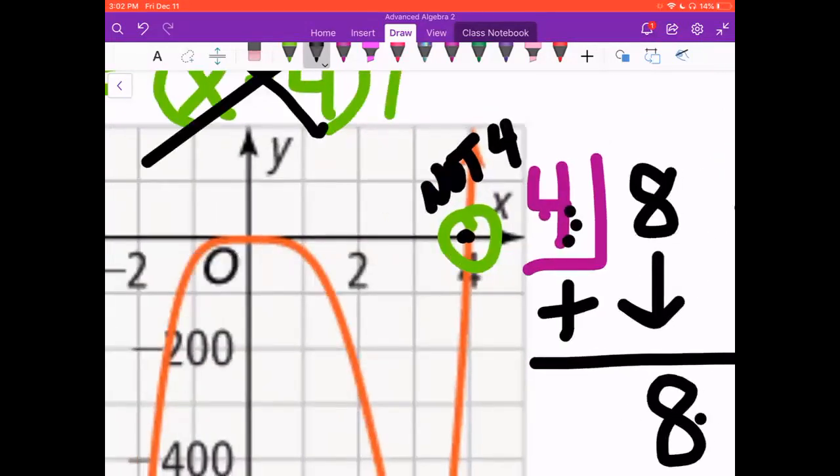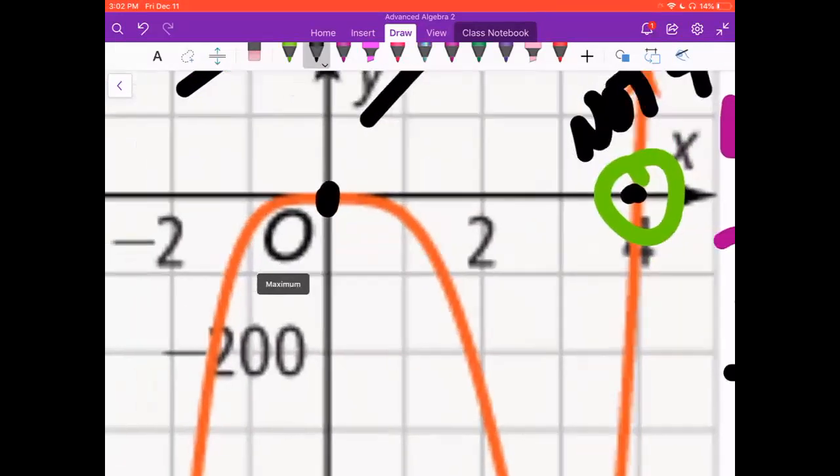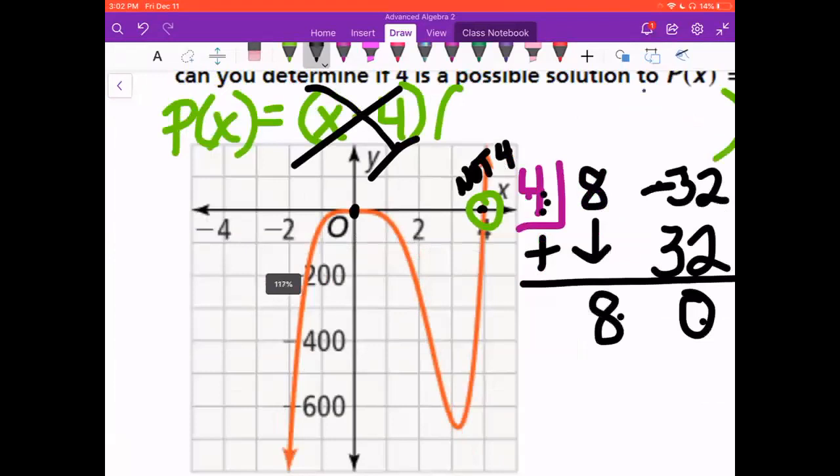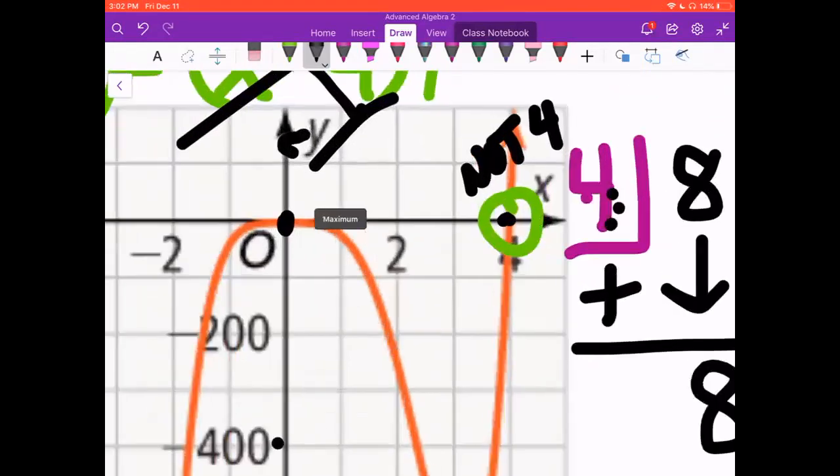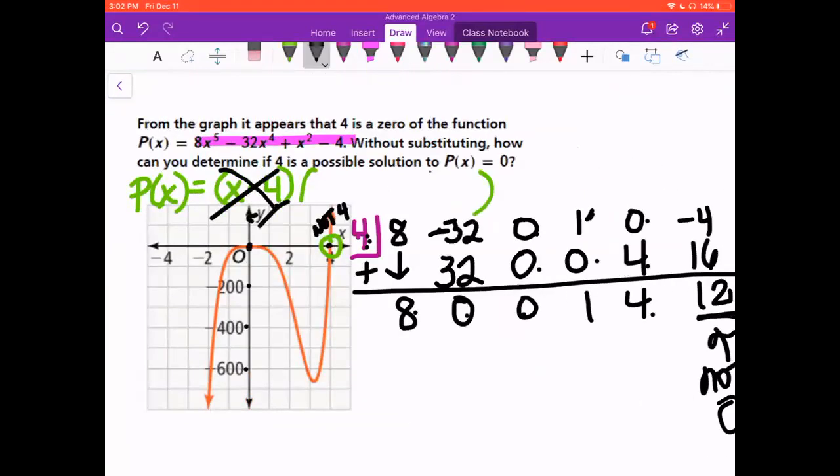My other thought is maybe 0 is an x-intercept, but look at this scale. Negative 200, negative 400, negative 600. There's a good chance that's not on 0. And I can also look and see in the equation, this term right here doesn't have an x, which means I wouldn't factor out an x in the front, and so it's not 0. Okay, so we can't use a graph on this one.